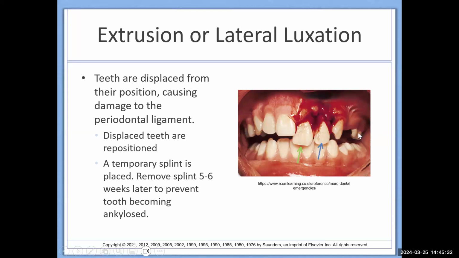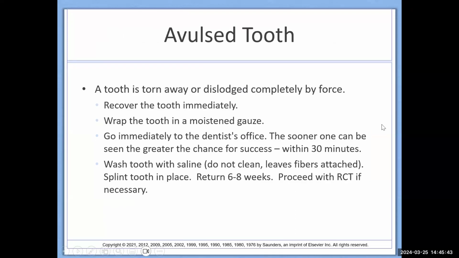In the end of the day, we can't leave the splint there forever because if you do, you run the risk of the teeth being ankylosed. And ankylosed means the teeth have now been fused to the bone, and that's not what you want.